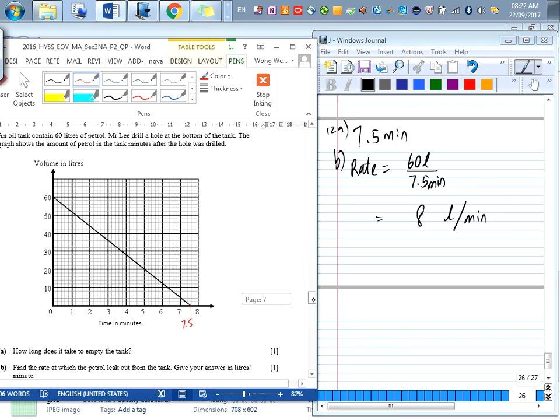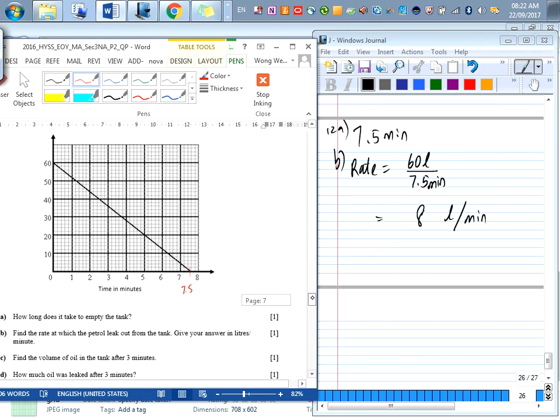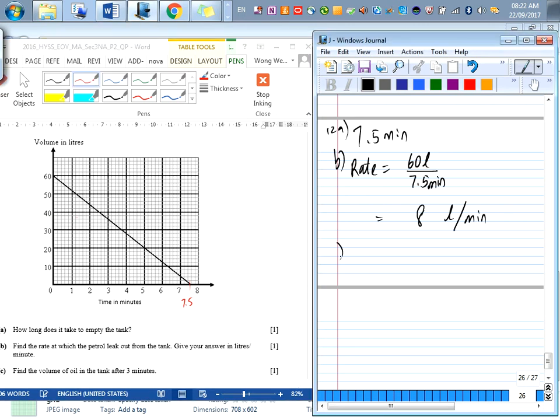Now, part C, find the volume of oil in the tank after 3 minutes. So 3 minutes over here, I can choose to read off the graph. How much would that be? 36. Right? According to the graph, 36 liters. Or I can calculate. Every 1 minute, 8 liters leaks out. So after 3 minutes, 24 liters will leak out. So 60 minus 24, you get 36.